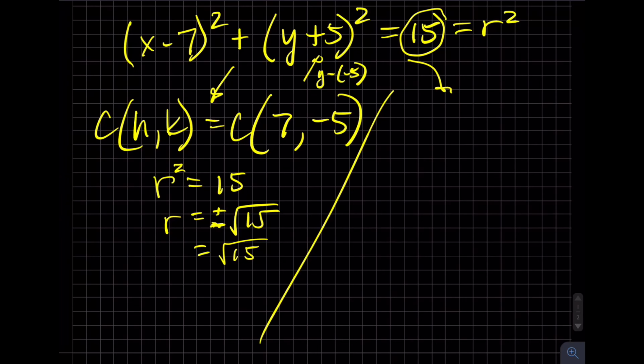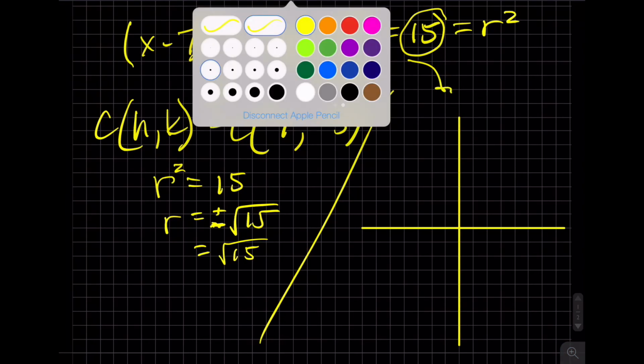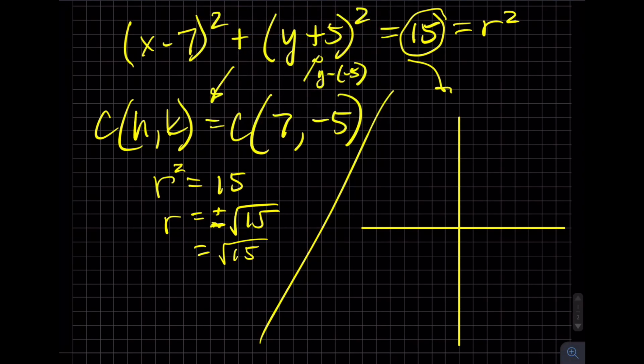If you are asked to graph this function, which is a circle, it would look something like this. I'll change colors so we can see this a little better. I'm going to plot the center point, 7, negative 5. So I'm going to come over 7, and I'm going to come down to negative 5. And there's my center point. But clearly I'm not going to be able to graph this. So we're going to delete that guy.